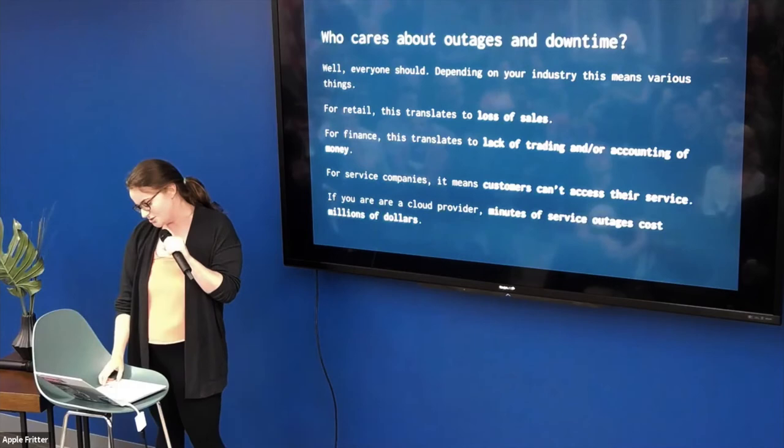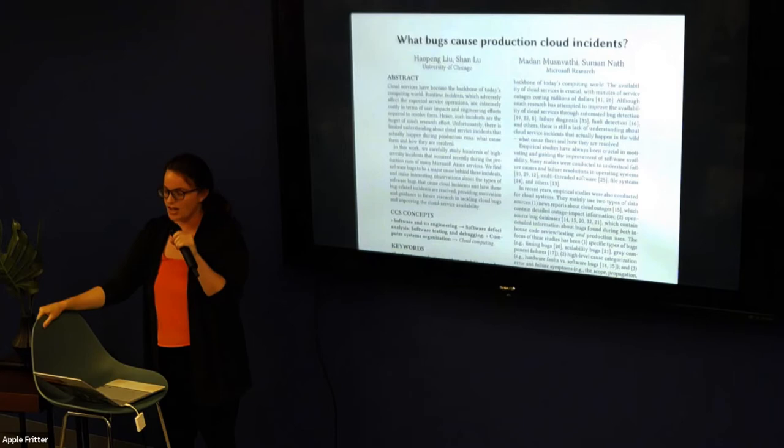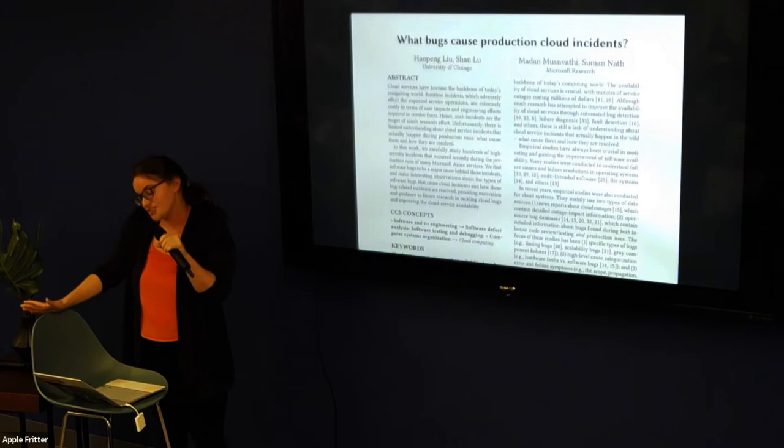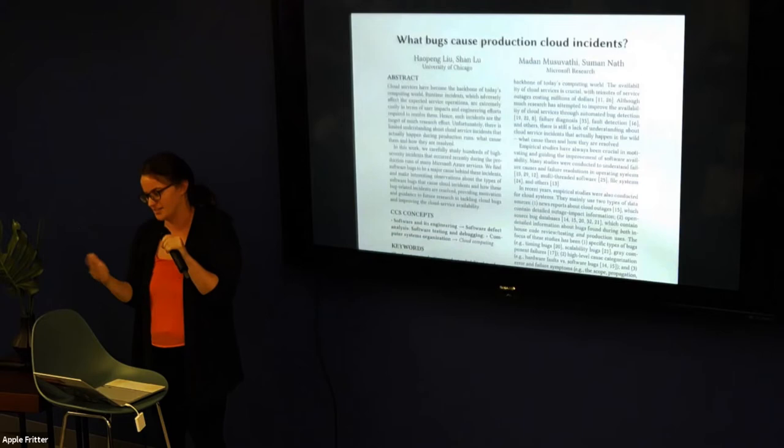So that leads into our first paper, which is What Bugs Cause Production Cloud Incidents. This one came out of Microsoft Research, and they ended up looking at a lot of the bugs in Microsoft Azure that took down the cloud. What I found fascinating about this is that it looked at everything, but not natural disasters, which we'll get into in the second paper. There was a lightning storm that took out Azure a while ago, but it was probably not in the time frame for this.